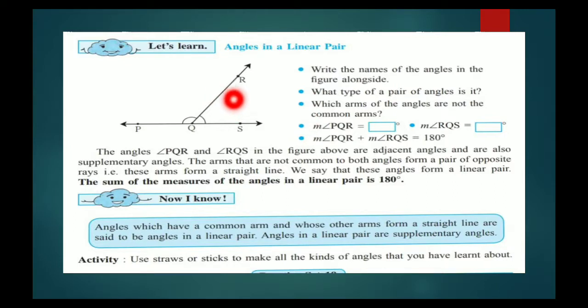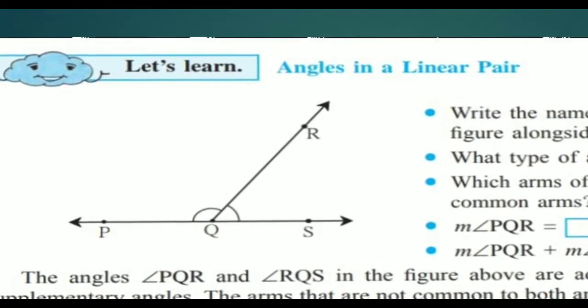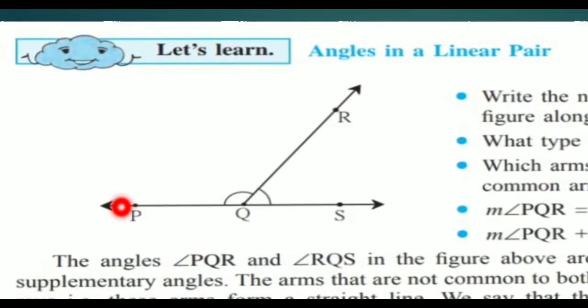Angles in a linear pair. So, what are angles in a linear pair? If you see, children, there are two angles formed here: angle PQR and angle RQP. They are adjacent angles, where we have one common arm. So, the sum of the measures of the adjacent angles will be how much? 180 degrees. If the measures of both angles sum to 180 degrees, then it is called a linear pair.